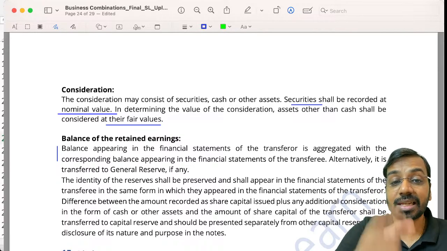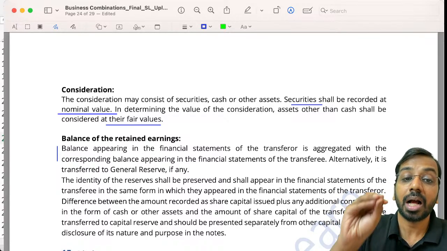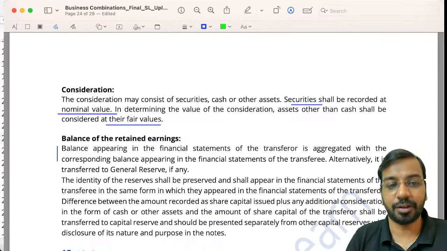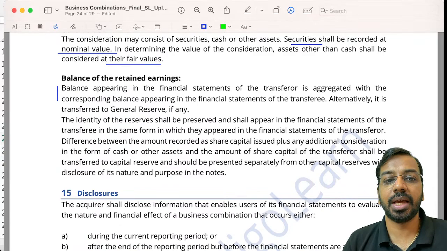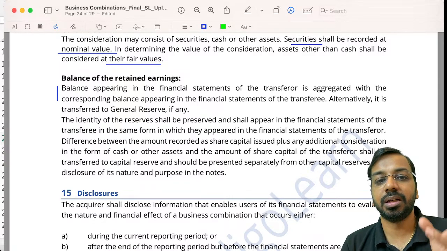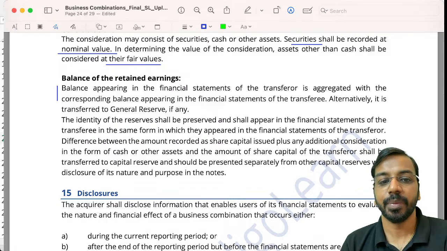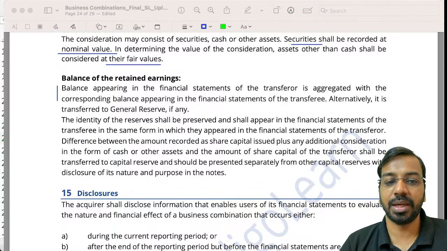One, assets and liabilities being incorporated will be done at carrying amount only. But the consideration that is being paid will be recorded at fair value. Okay, so that is one aspect. Then the balance in retained earnings, whatever is there, will be aggregated in the final accounts or in the financial statements of the transferee.